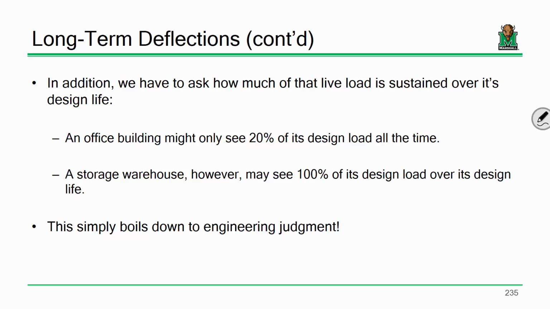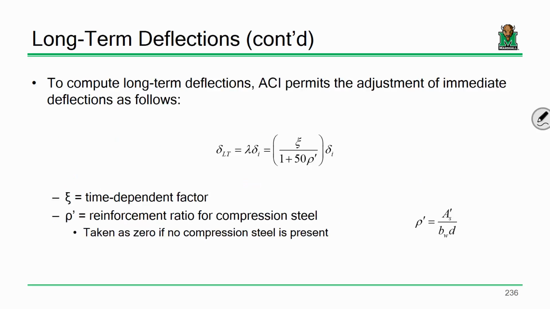Sound good? Now, how do we handle long-term deflections? Basically, we treat it as simply as possible. We take immediate deflections and adjust them by what we'll call a modification factor, this lambda value, which is just what's inside the parentheses. So we take immediate deflections and adjust them by the following parameter to get long-term deflections.